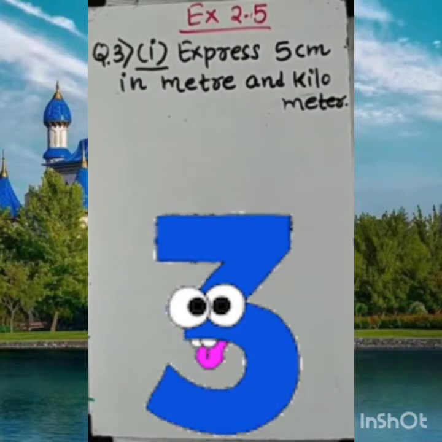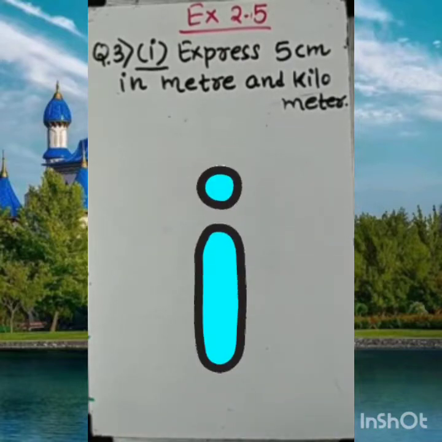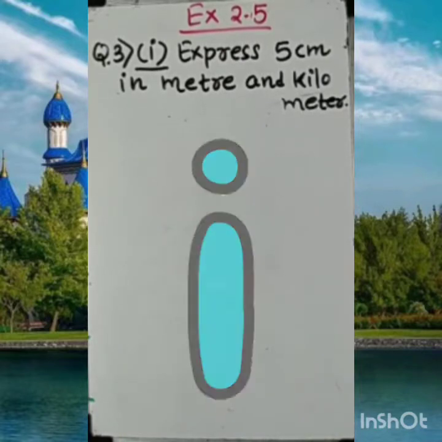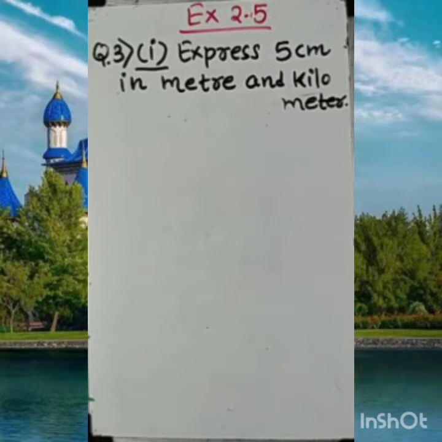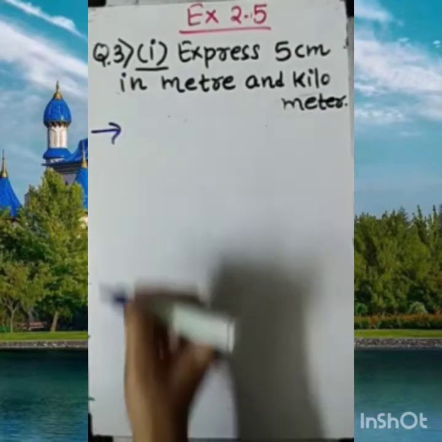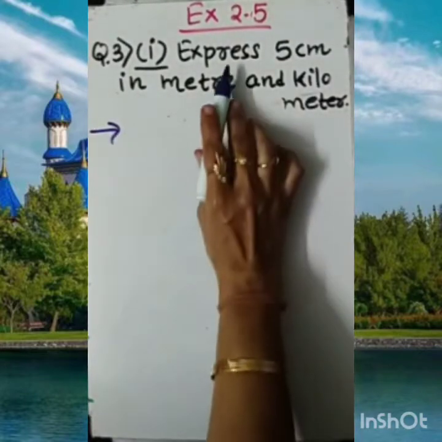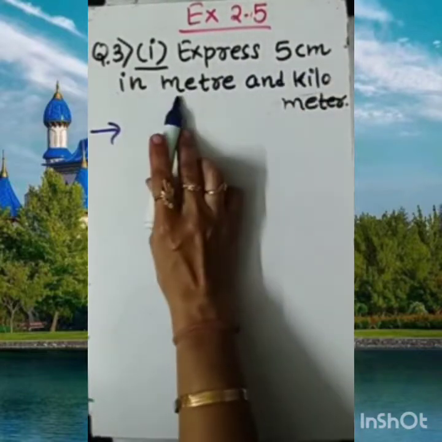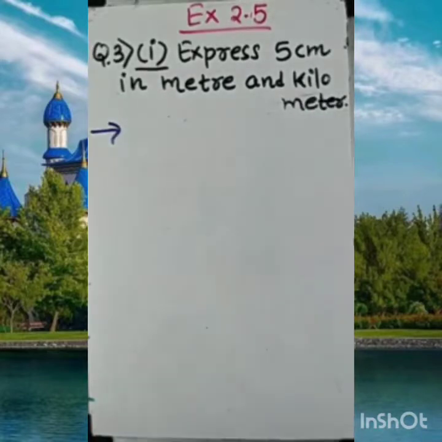So dear student, question number 3, the first is express 5 centimeter in meter and kilometer. This we are given. Okay. So how to work out this first one? It's a solution I am starting here. We need to express this into meter and kilometer. That is very difficult because first we need to know the conversion from one unit to another unit.